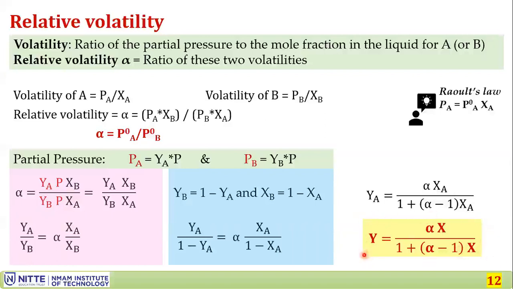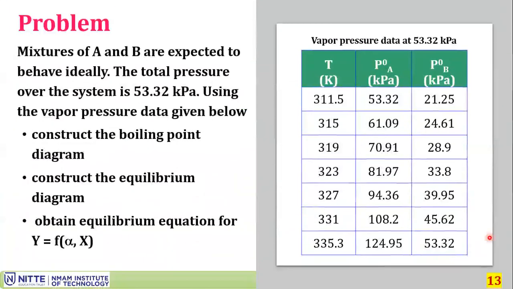It is something similar to what you get in the Freundlich equation or the distribution equation in extraction. It is an equivalent, that is a relationship between X and Y, the equilibrium equation. So it is alpha X divided by 1 plus alpha minus 1 times X. From the previous topic we have seen 3 equations, and this equation will be useful for solving a problem. So you can pause the video here and go through the problem, just read out the problem. I'll be back.